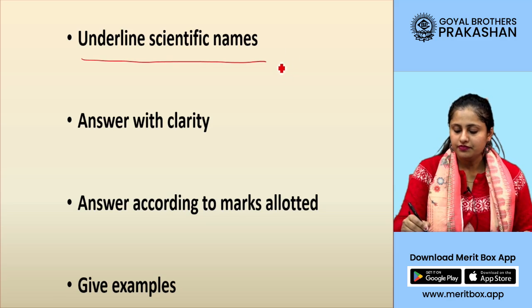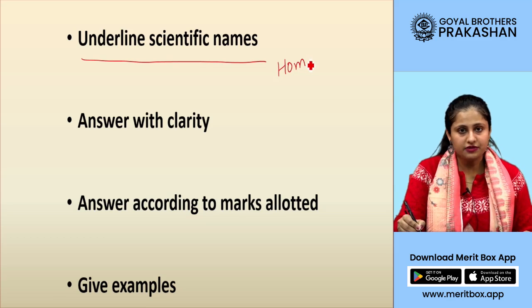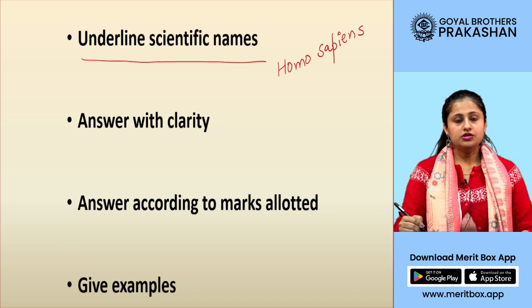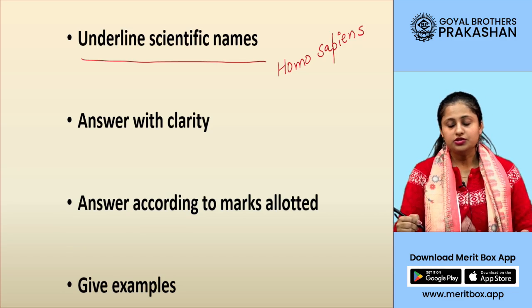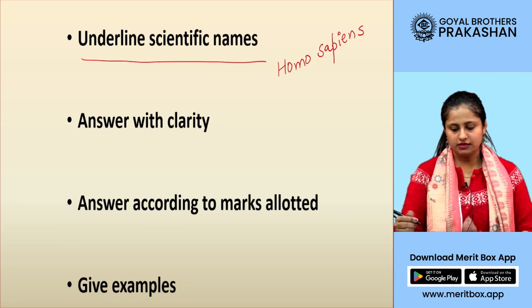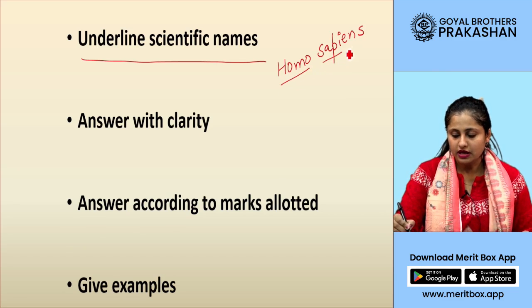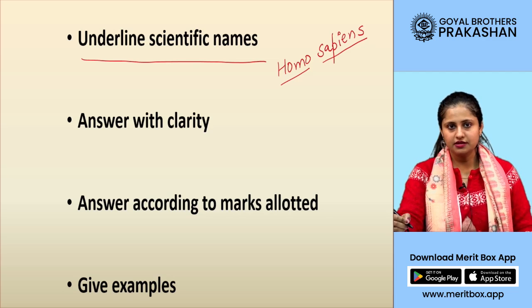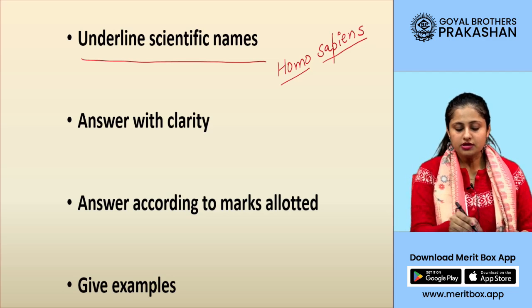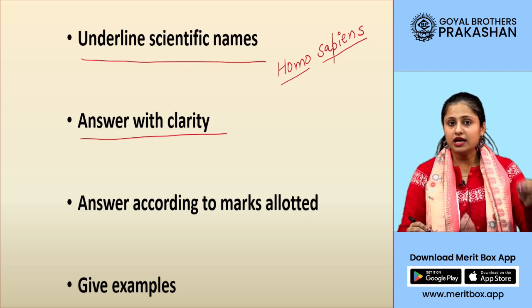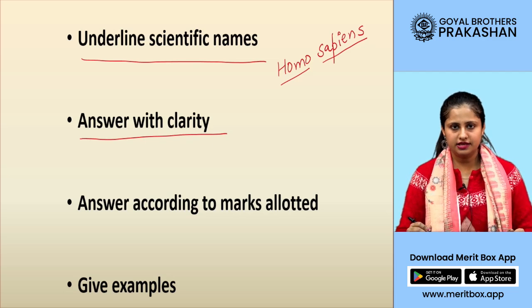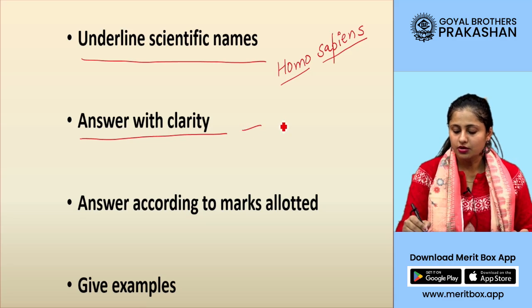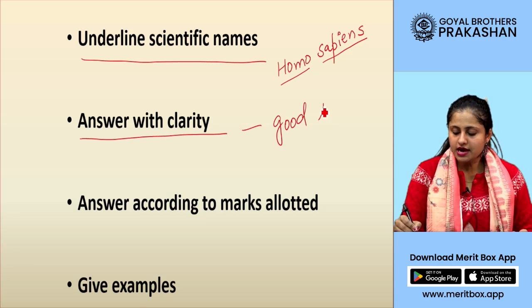For example, there is a scientific name of human like Homo sapiens. So you should underline the scientific names separately. There are some other rules also which we are going to discuss later. Now, you should write your answers with clarity, that is, with good handwriting.